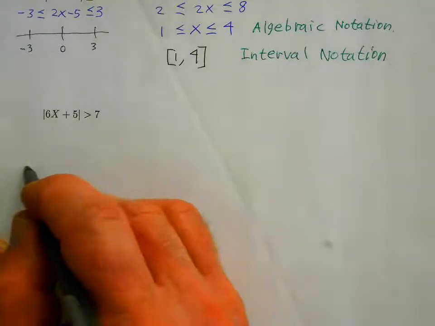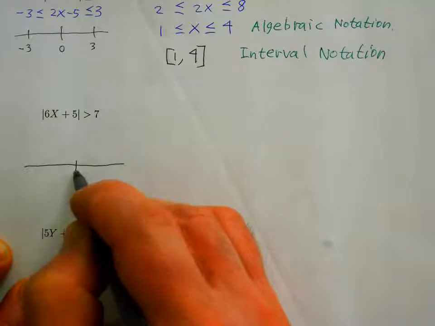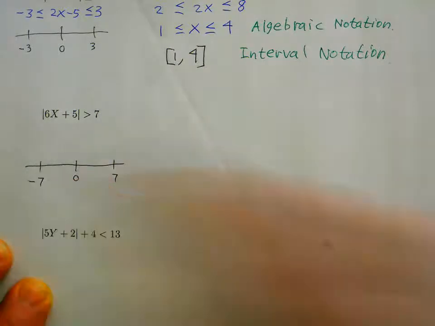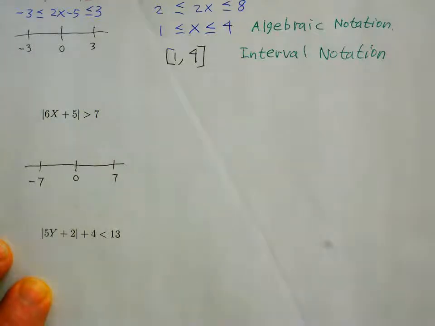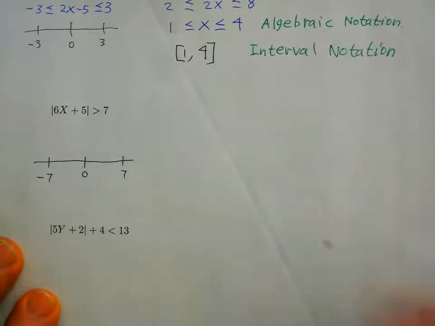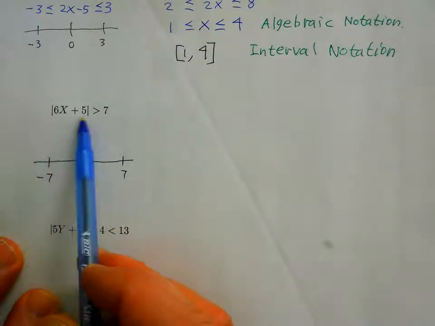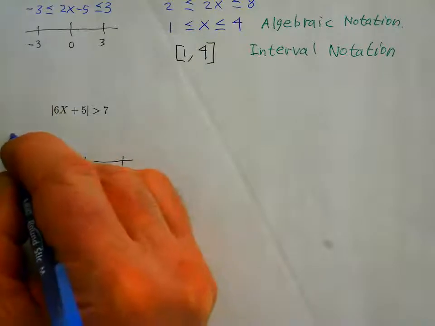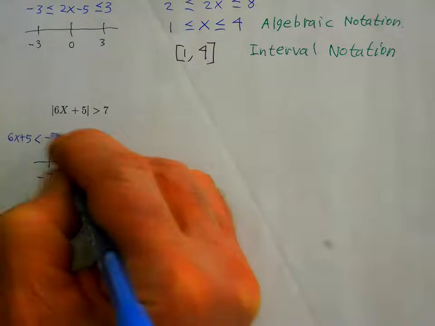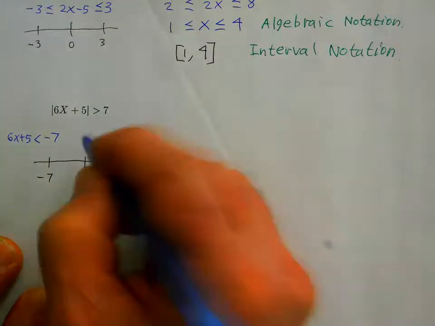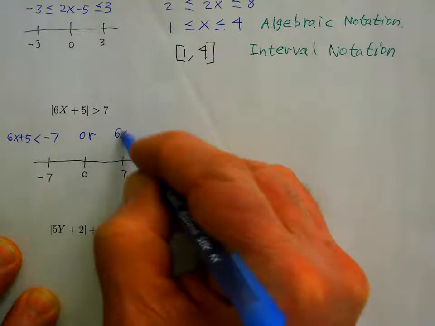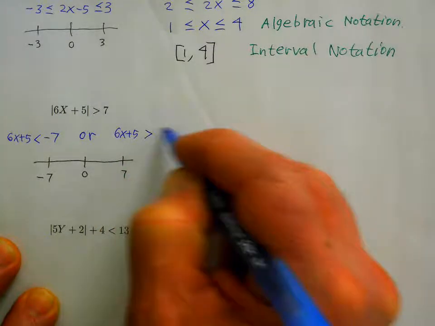So if we plot the numbers 0, 7, and negative 7, then the numbers that have the form 6x plus 5 have to be less than negative 7, or 6x plus 5 has to be greater than positive 7.